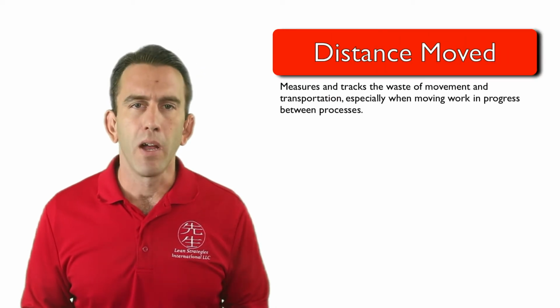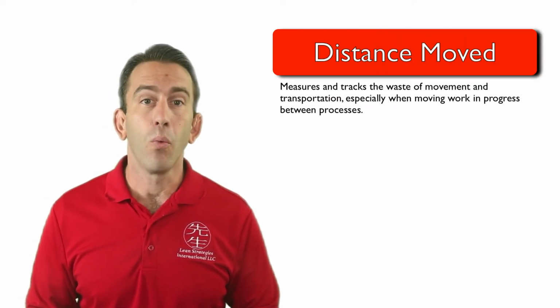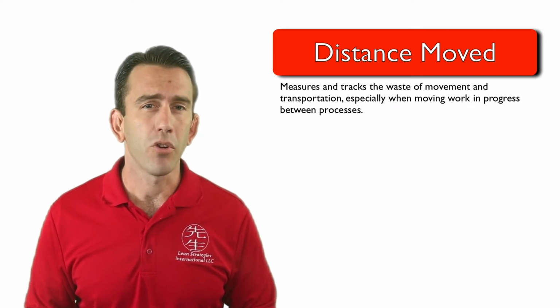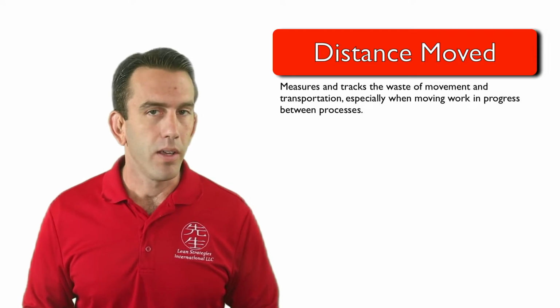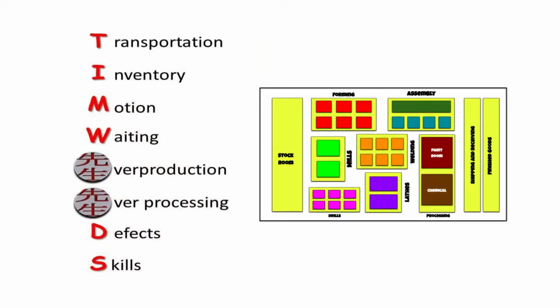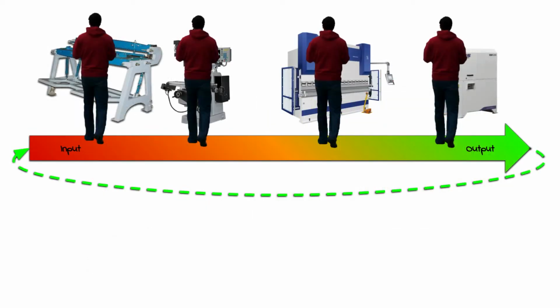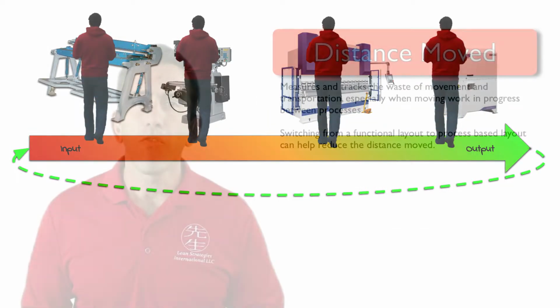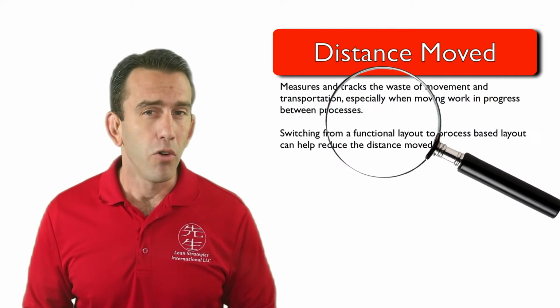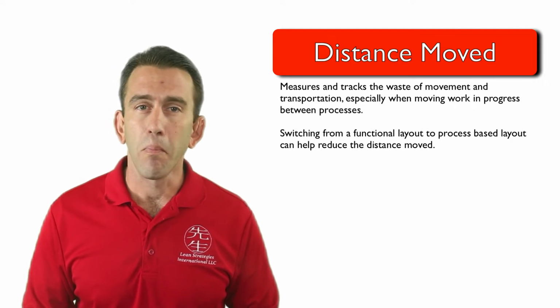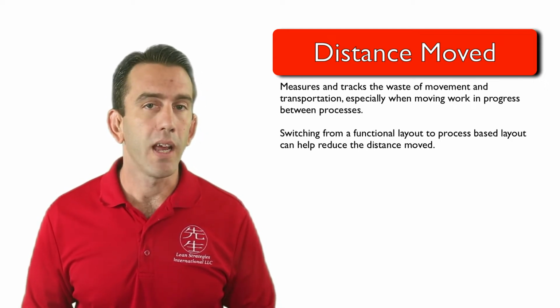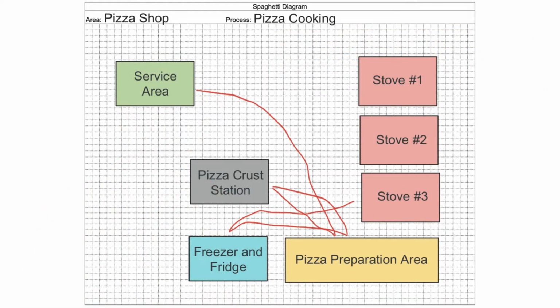The distance move measurement measures and tracks the waste of movement and transportation, especially when moving work in progress between processes. While moving from a functional-based layout to a process-based layout will help reduce movement, you first need to be able to see movement. Measurements can be taken before and after modifications are made so that improvements in data are regularly documented. One very powerful tool that can be used to document distance moved is a spaghetti diagram.